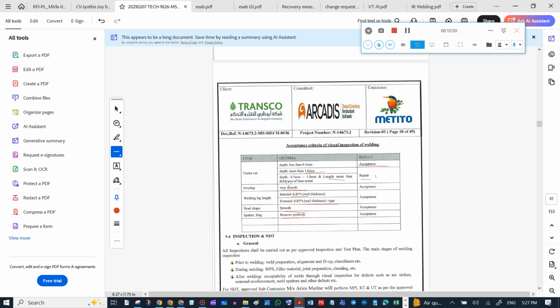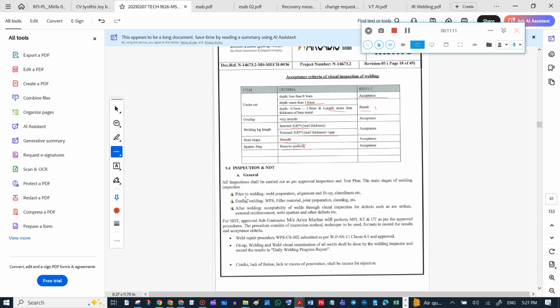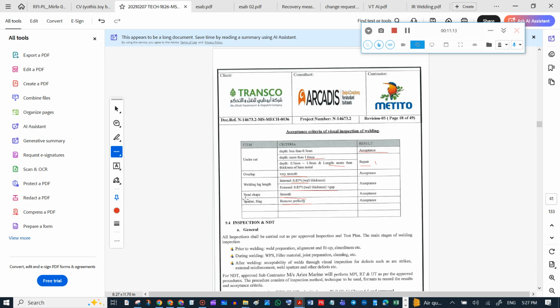So undercut, this is the main thing to remember. If it is less than 0.5 mm, we can accept it, and if it is more than 1 mm, or between 0.5 mm and 1 mm but the length is more than the thickness of the base metal, then we need to repair it. Okay, so that is the acceptance criteria of a visual inspection.